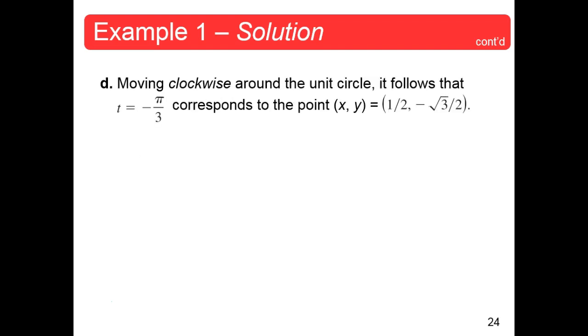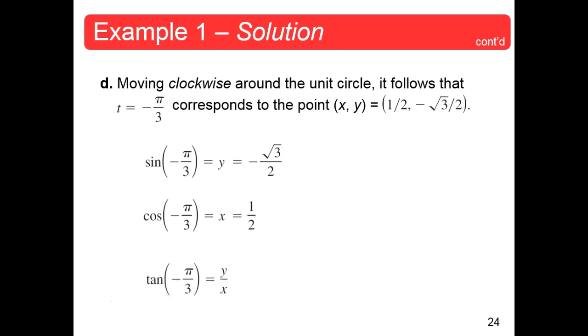And then moving clockwise now down to minus pi thirds, you're down there at the x value 1/2, the y value negative root 3 over 2. And the sine is the y value over 1, which is negative root 3 over 2. Cosine is the x value, which is 1/2. And the tangent is the ratio of those two, which is negative root 3.